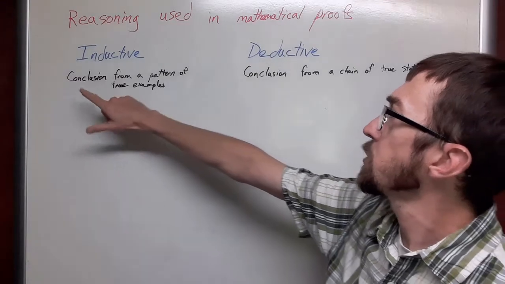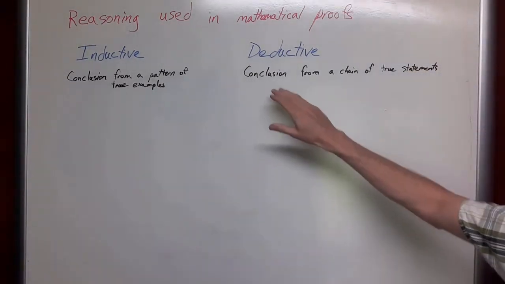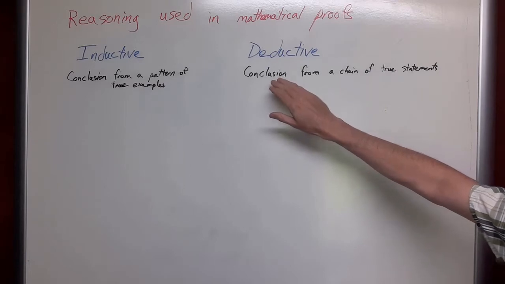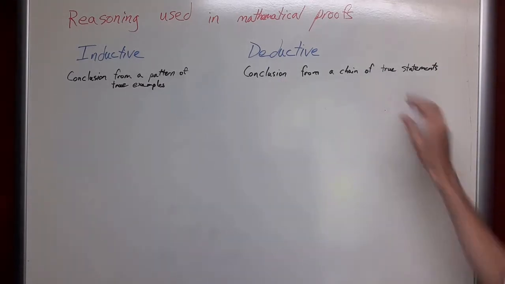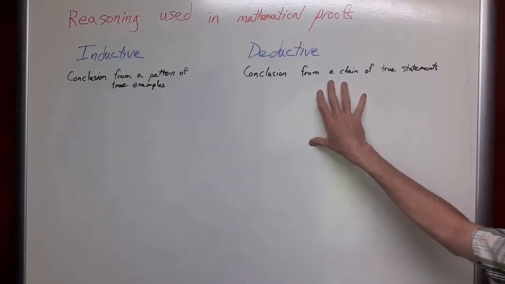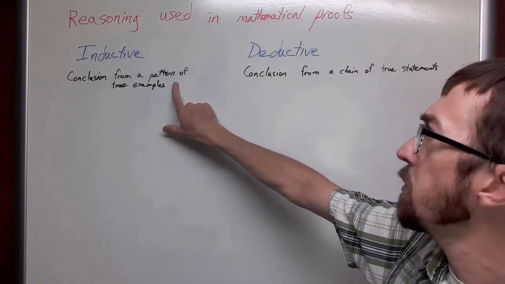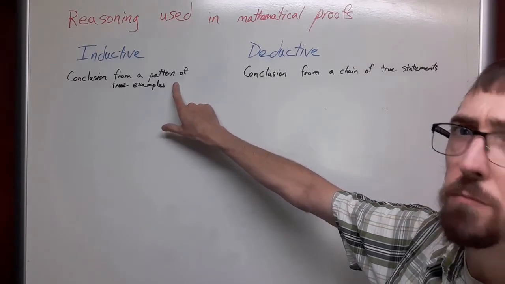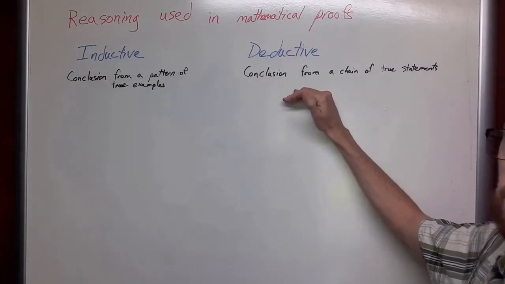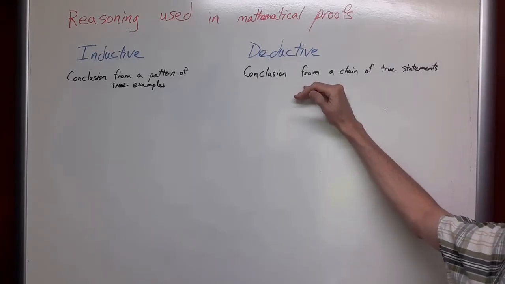On induction, we are drawing a conclusion from a pattern of true examples. On deduction, we are drawing a conclusion from a chain of true statements. This is typically what you see in your high school geometry classroom. You may see an example of induction at some point, but most of the time these classes have a lot of deductive reasoning in them.